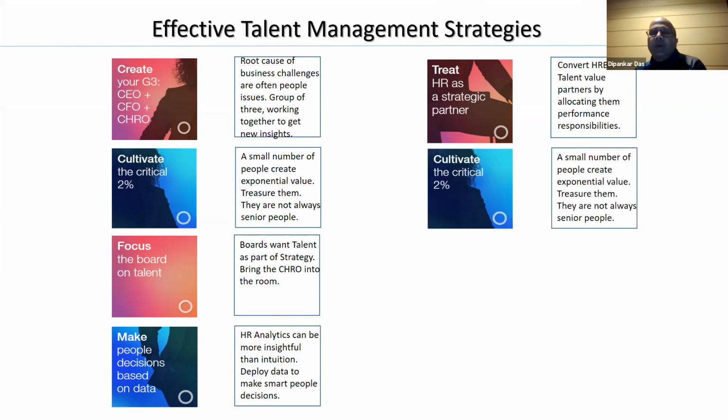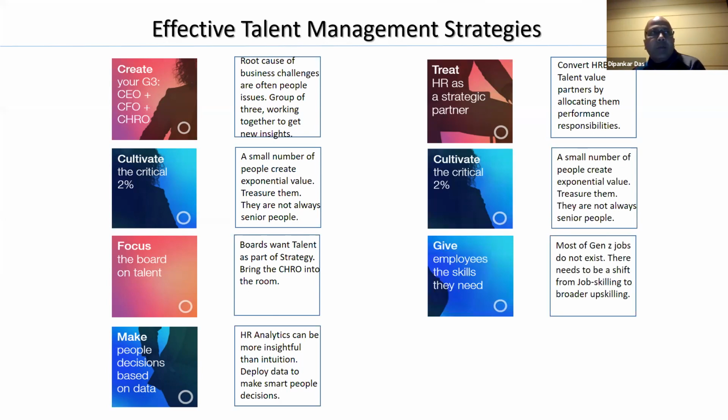So give employees the skills they need. So now increasingly what you're discovering is that you have multiple new kind of portfolios opening up. So you have machine learning, you have AI, you have so many different kinds of skill sets that are opening up. And do you have the support mechanism for these new skill sets? So many Gen X, Gen Z jobs do not exist right now, but you have to ensure that your organization is equipped to handle the change when it comes. So are you making people future ready? That is something that you need to ask yourself.